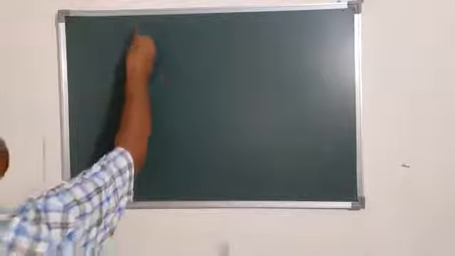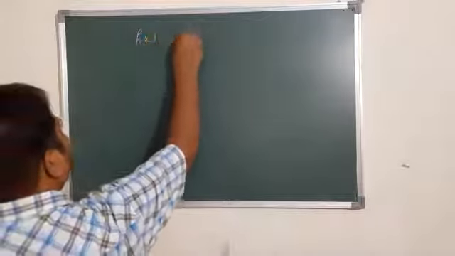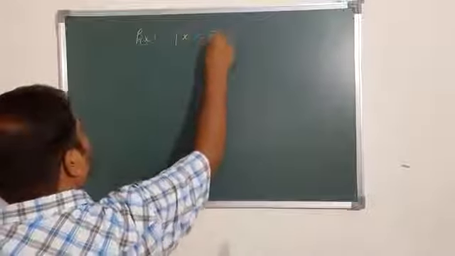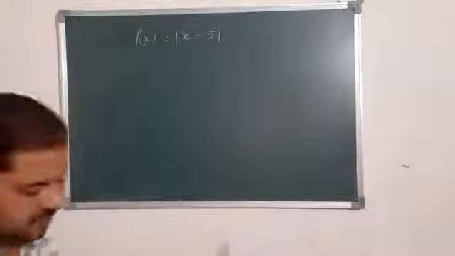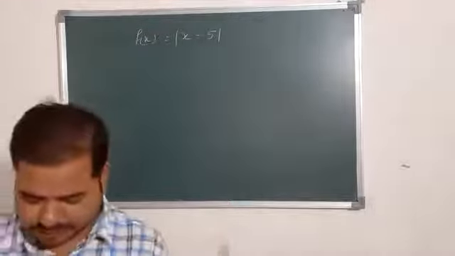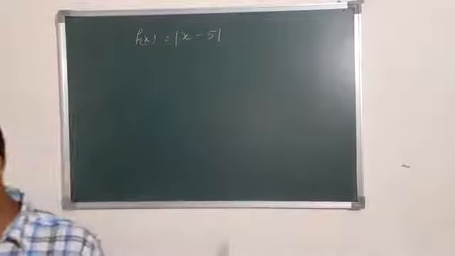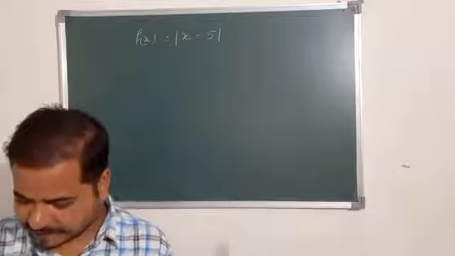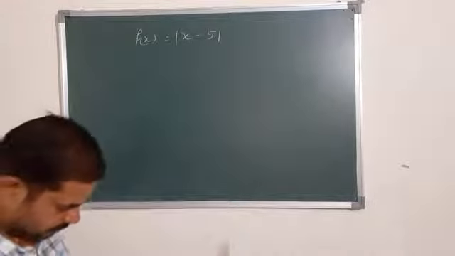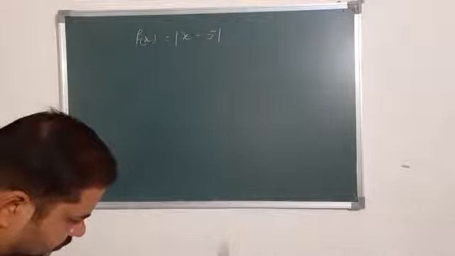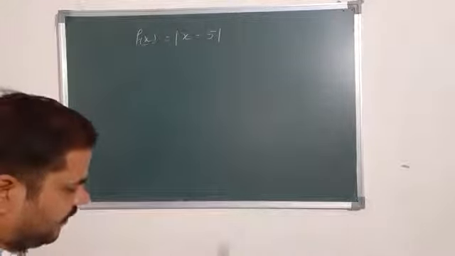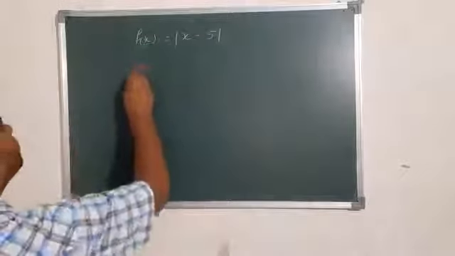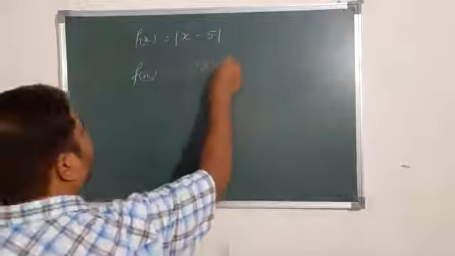The given function is f(x) equal to mod of x minus 5. We have to examine the continuity of this function at x is equal to 5. Why x is equal to 5? Because mod of x minus 5 is the function. So, f(x) is equal to mod of x minus 5.